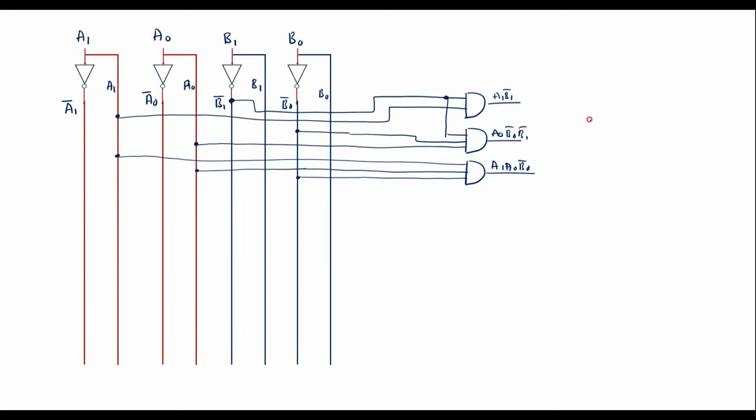The outputs of these three are connected to an OR gate. So the output here is A greater than B.